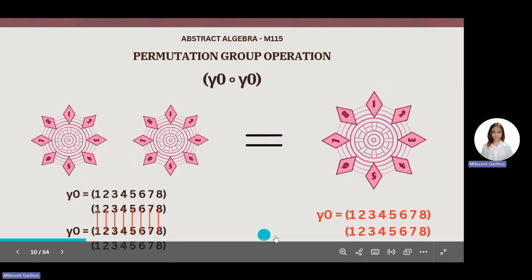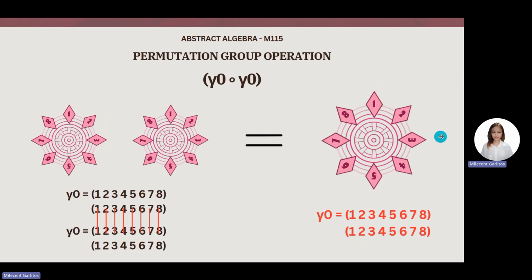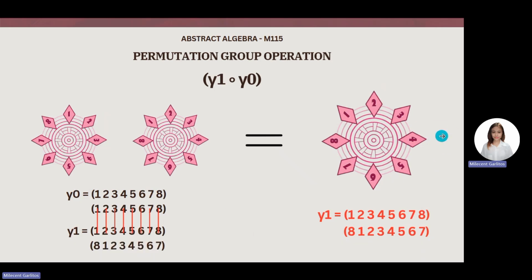For 1 to 1, it will remain 1. 2 to 2 would remain 2. 3 to 3 would remain 3. 4 to 4 would be 4. 5 to 5 would be 5. 6 to 6 would be 6. 7 to 7 would be 7. And then 8 to 8 would be 8. So that will go for all of the operations that we will perform.